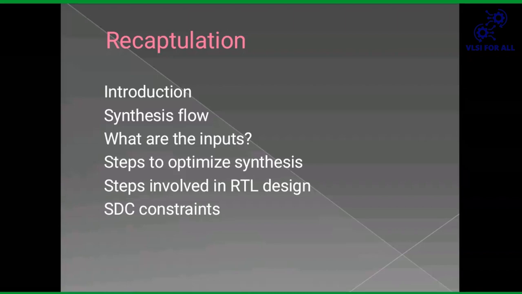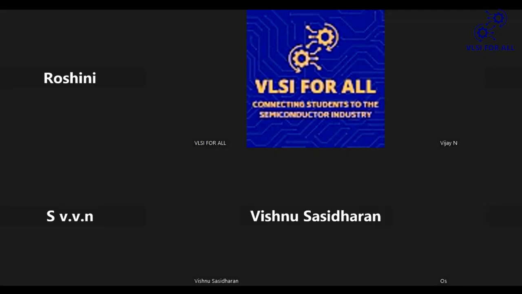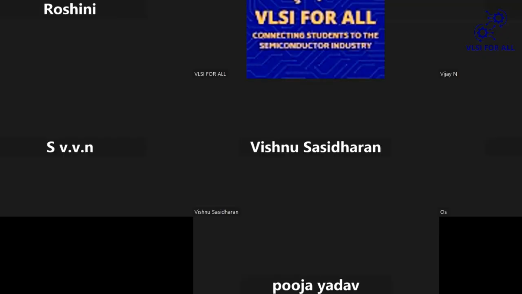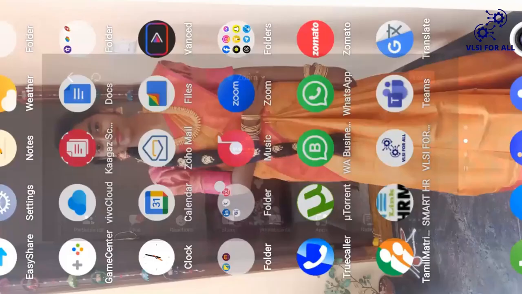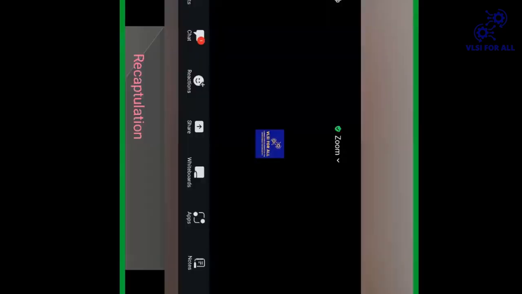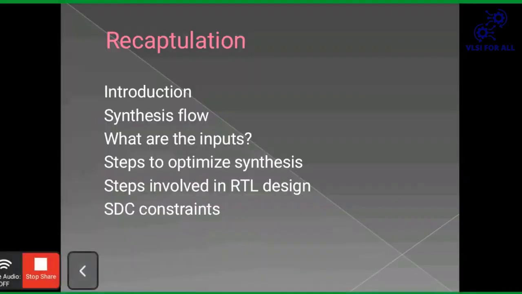Next we have seen the synthesis flow. What are the inputs we are giving to the synthesis? Let me share it once again. We have learned the next steps to optimize the synthesis flow: the Genus synthesis flow, sync mapping, sync generic, and DFT insertion.